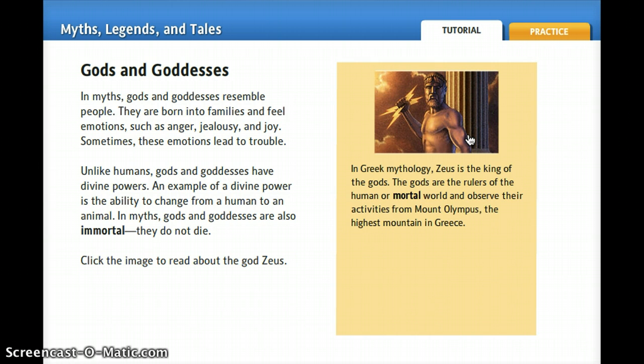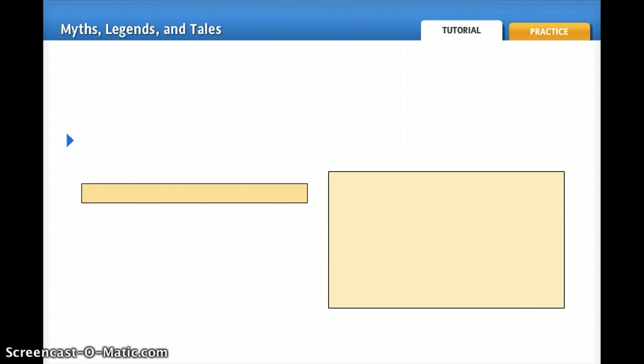In Greek mythology, Zeus is the king of the gods. The gods are the rulers of the human or mortal world and observe their activities from Mount Olympus, the highest mountain in Greece.